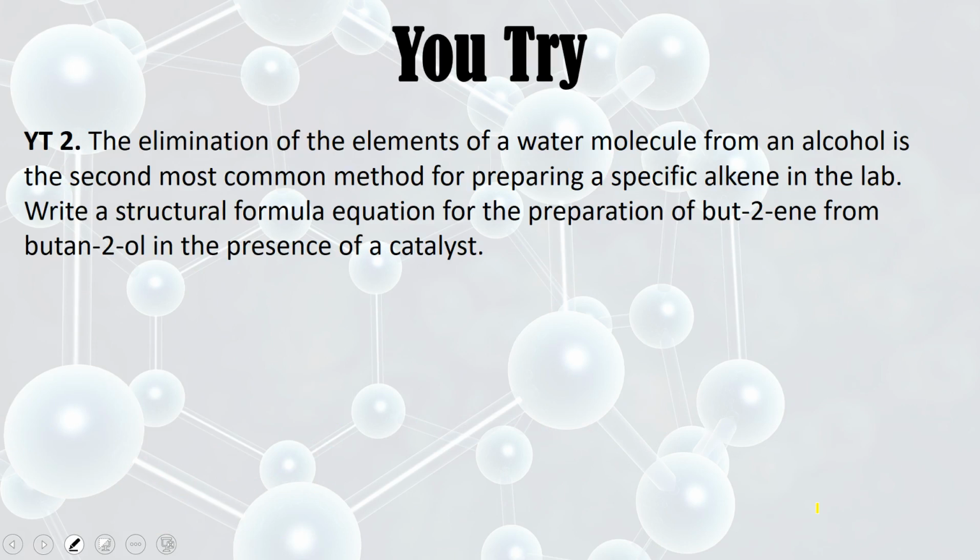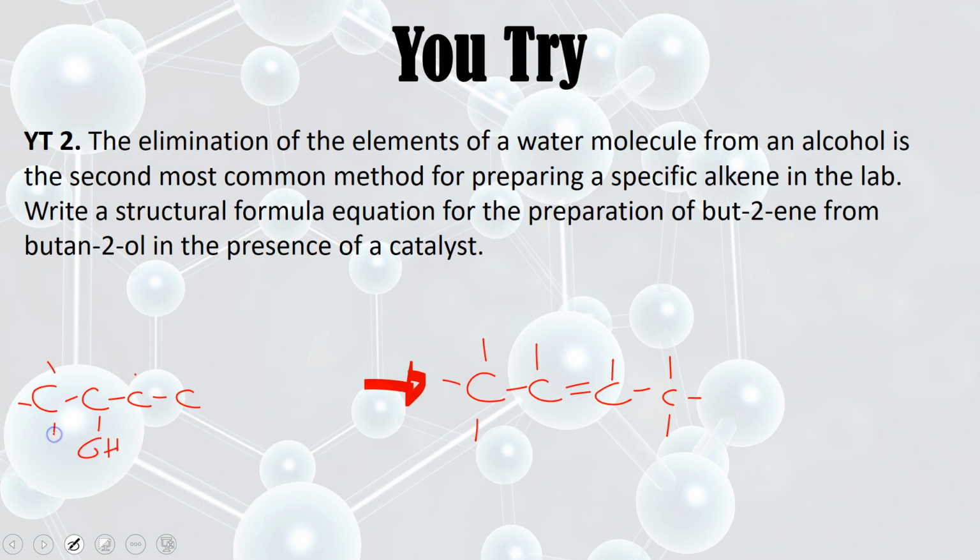Okay, one more quick question, and then we're done. The elimination of elements of a water molecule from an alcohol is the second most common method for preparing an alkene in the lab. Write the structural formula for the preparation of butene from butanol in the presence of a catalyst. So I'm preparing butene from butanol. So there's a hydroxide, and all of the rest of these are hydrogens.